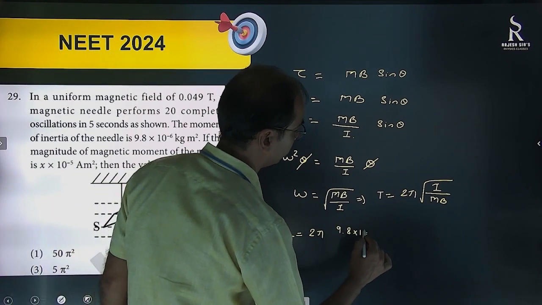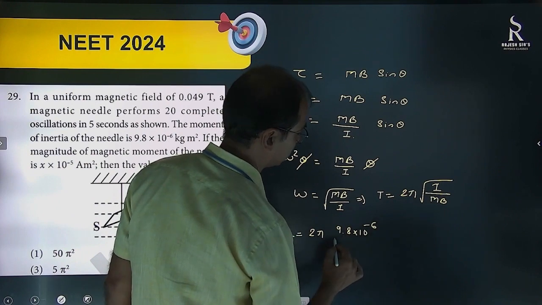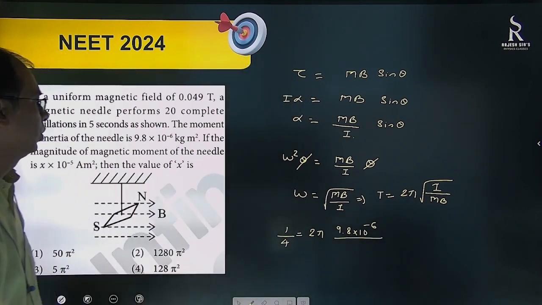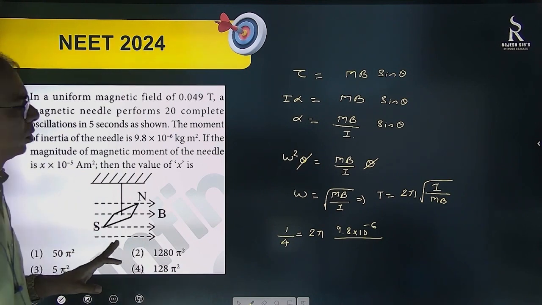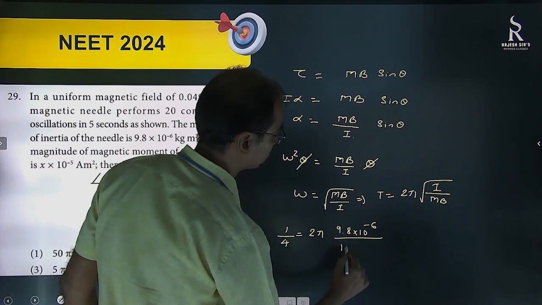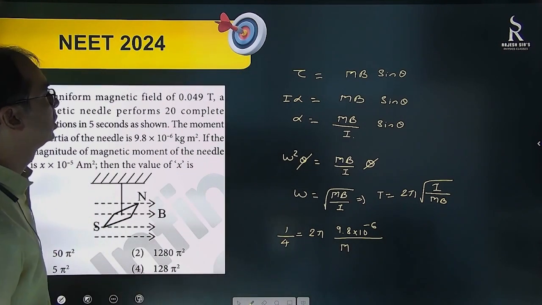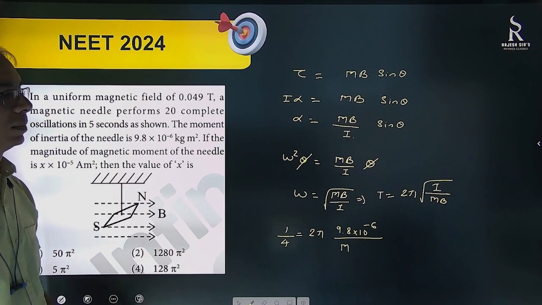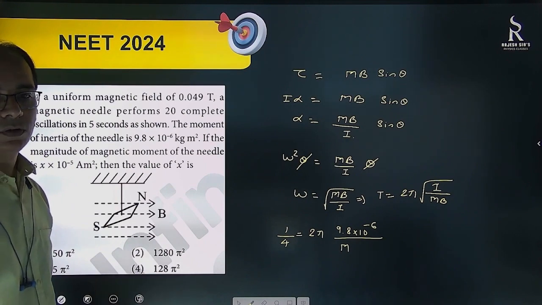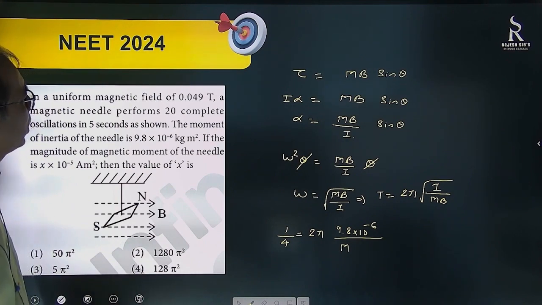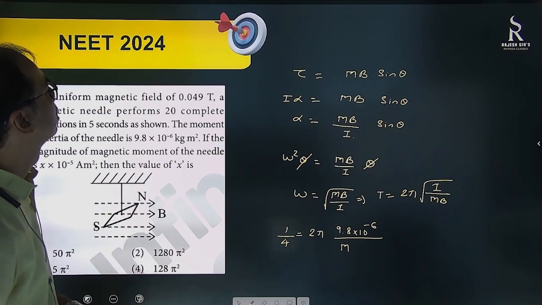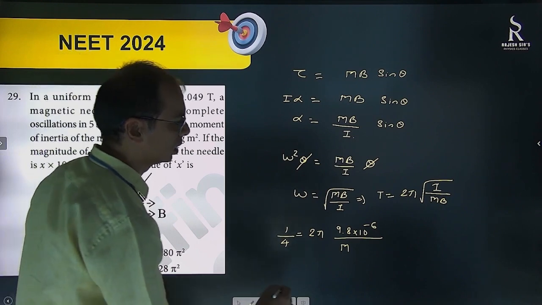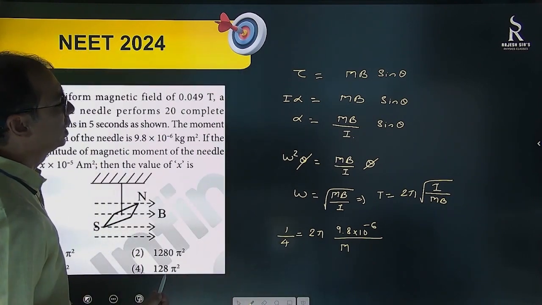If you remember the formula directly, it will save your time. Then m, the magnetic moment, is what we are actually finding, so let it be m only. And the magnetic field is 0.049. So what we can do is write 49 into 10 to the power minus 3, or 4.9 into 10 to the power minus 2.